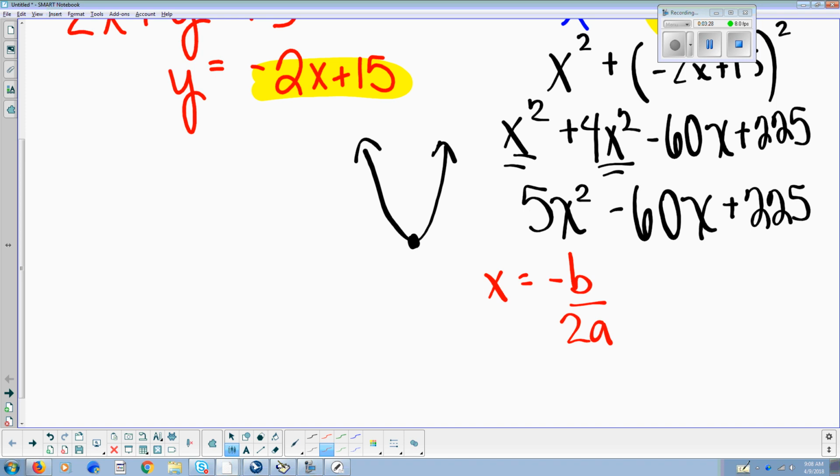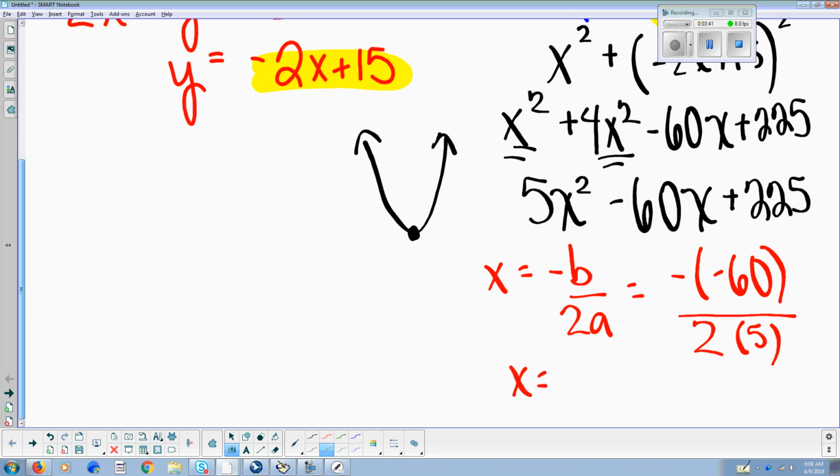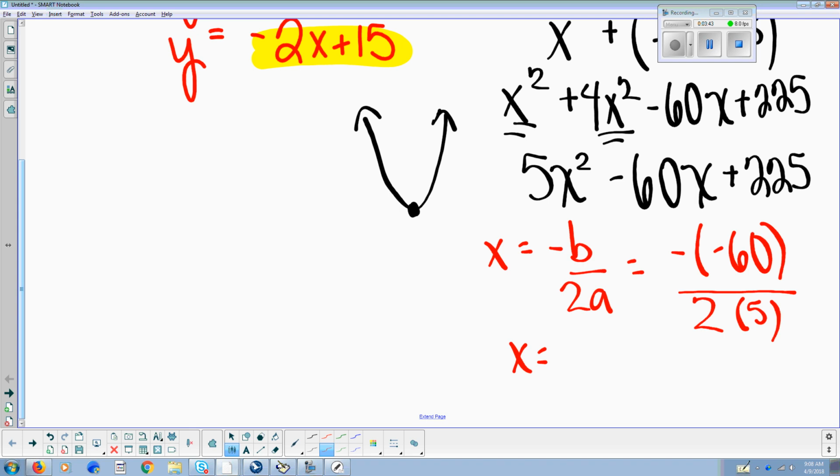So negative b is going to be negative 60 over 2 times 5. Minus a negative becomes positive 60. 2 times 5 is 10. So x equals 6.